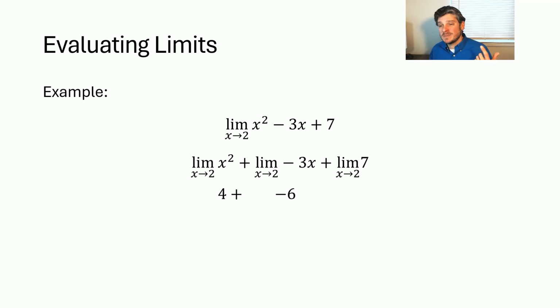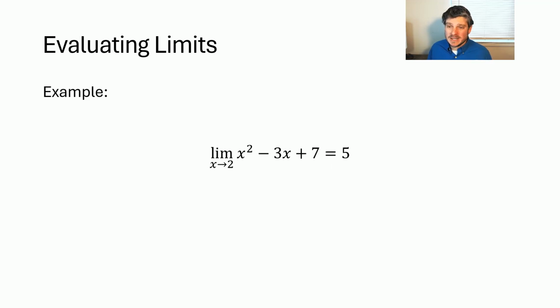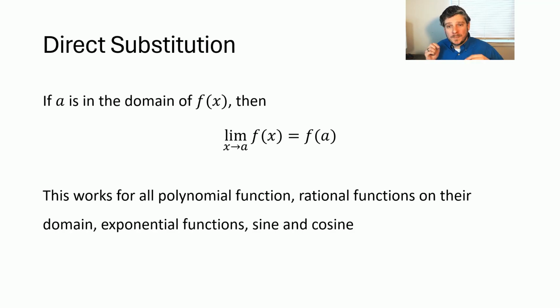And then the last one is my constant function. 7 is a constant, so it's just going to be plus 7. And so bringing that all together, the limit of my original function is just 5, which, again, we don't necessarily have to break it down every single time. Good idea to do it once or twice just to get the idea. But direct substitution makes life a lot easier.